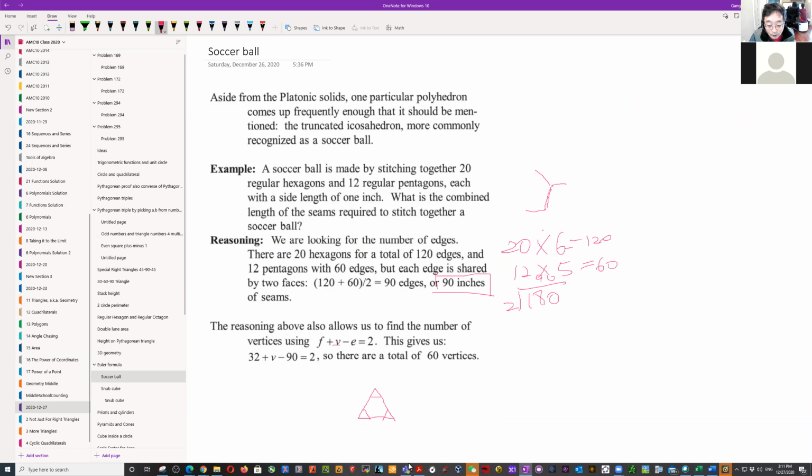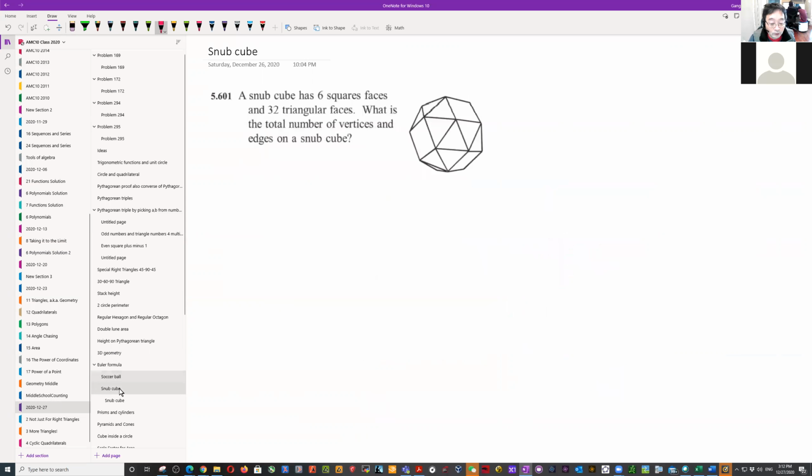For example, if we need to know the number of vertices in this soccer ball, then this formula comes into play. We know there are 32 faces because 20 plus 12 is 32, plus vertices, minus 90, is going to be equal to 2. So if you fill in those numbers, you actually get V equals 60. So basically, a soccer ball has 60 vertices, 90 edges, and 32 faces. So that's the way you're able to do it. There's another example of the snub cube, but I don't think I will cover it.